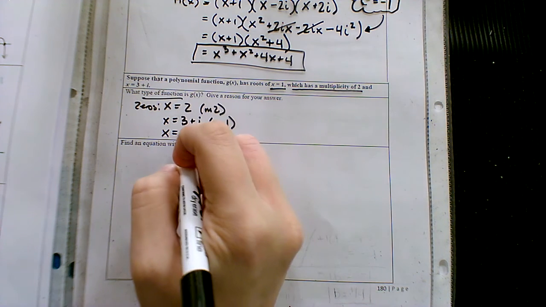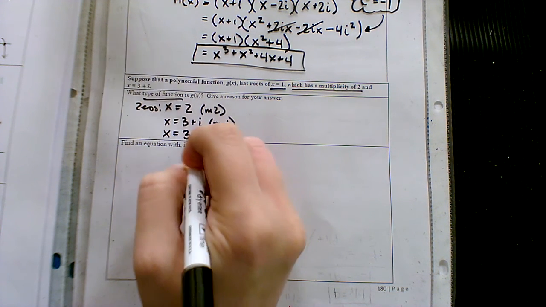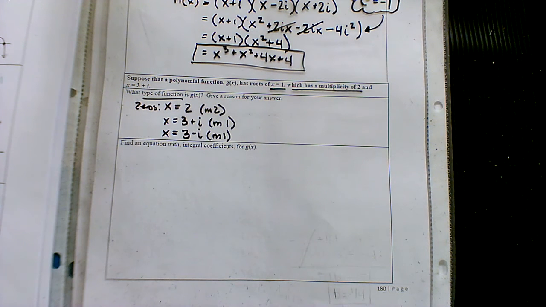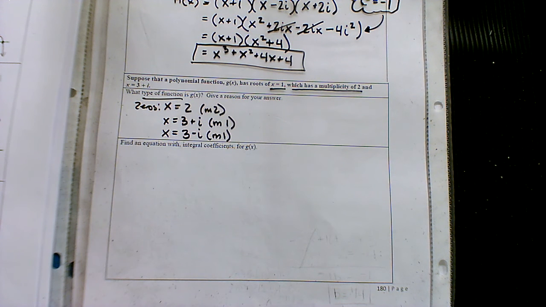X minus 3 plus i, or like 3 plus i, or minus i. 3 minus i. I just solved it out. Okay, so x equals 3 minus i. Good. Okay, so we have multiplicities of 2, 1, and 1, so altogether that would be 4.